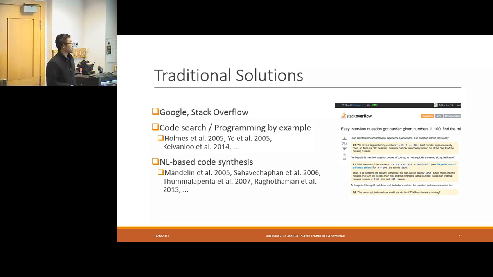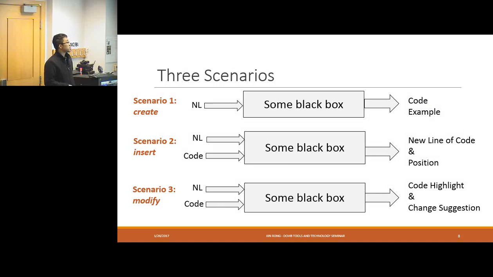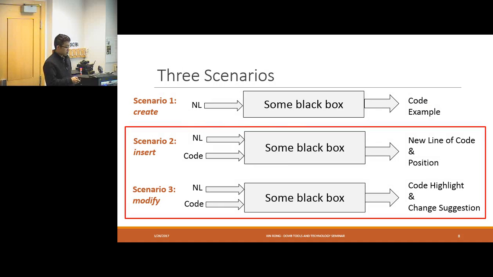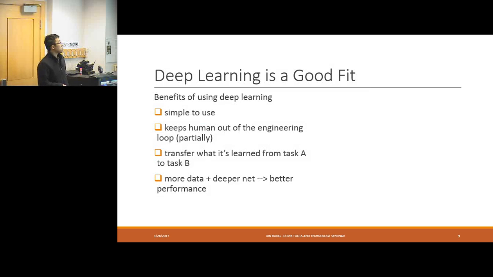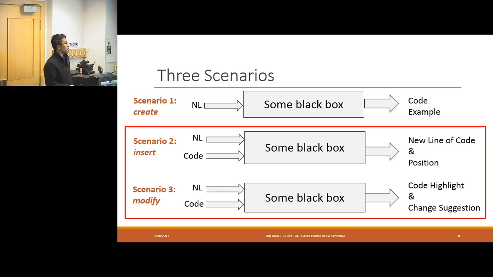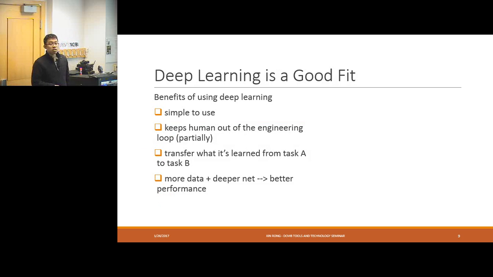And in the natural language community, people have also looked at natural language-based code synthesis. But again, like I said, all of these were focused on scenario 1 instead of more nuanced operations where you need to not only understand the intent behind a natural language query, but also the context of the code example. So we think for this particular problem, for building this black box, deep learning is a good fit.